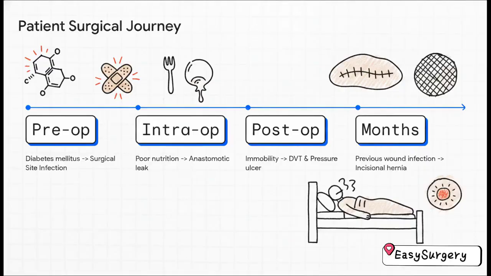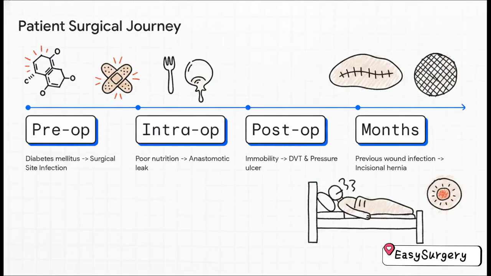Let's move to a timeline and see how this builds, tracking the temporal journey of a surgical patient. A patient's history directly dictates their future complications. On day 0, pre-op, a history of diabetes mellitus sets them up for a surgical site infection. Day 1, intra-op, poor nutrition or malnutrition drastically increases the risk of an anastomotic leak.